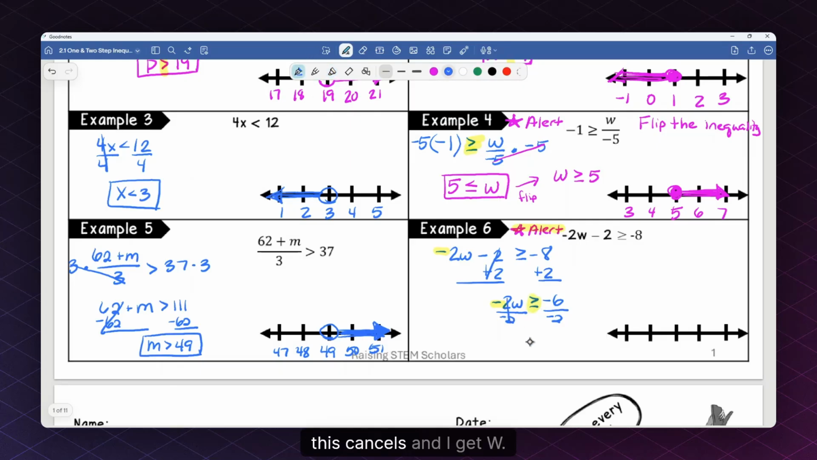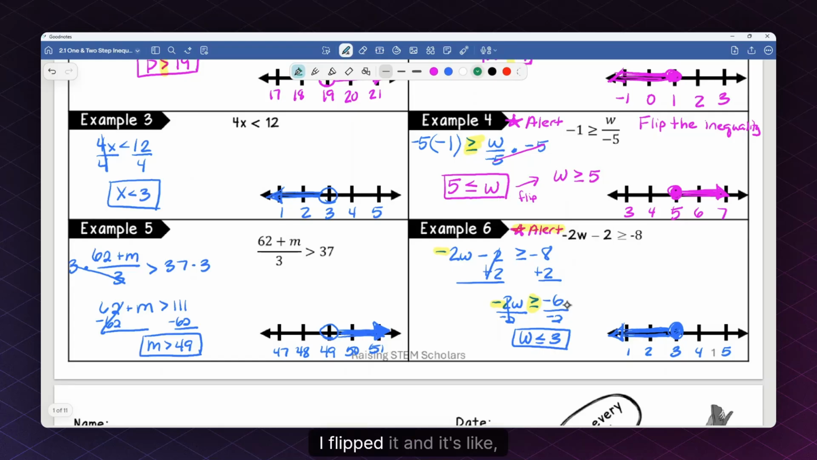So this cancels and I get w, flip it. Negative 6 divided by negative 2 is 3, and that's my answer. So I can come over here and I put 3, 4, 5, 2, and 1. Because it's got an equal sign, I'm going to put a dot that's colored in. And then it's less than. So the less than direction is this way.